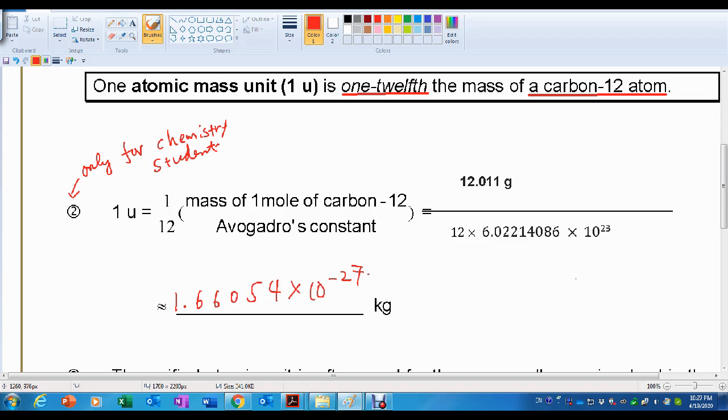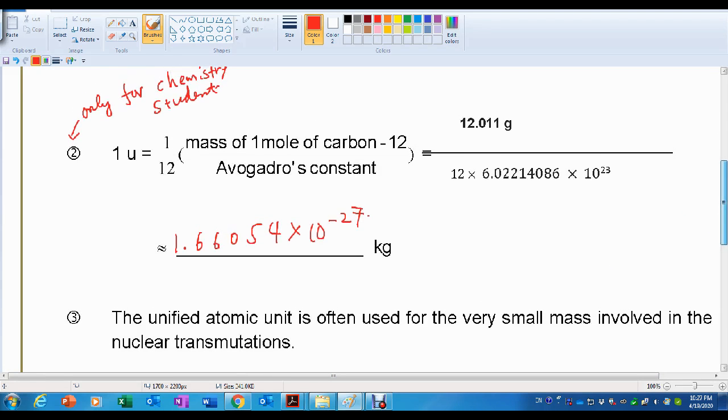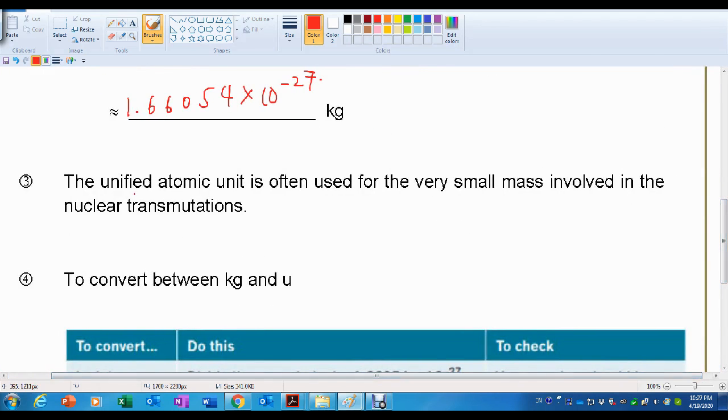Okay, so as you can see, the number is really small. So that's why we are going to use this unit, because we are not going to use kilogram or gram for the calculation of nuclear masses, because they are just too huge for nuclear physics. And the idea is the unified mass unit is often used for very small masses involved in nuclear transmutation. Okay, remember that.